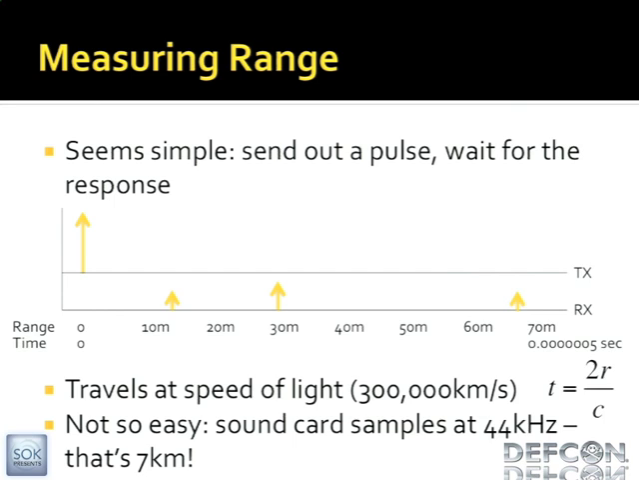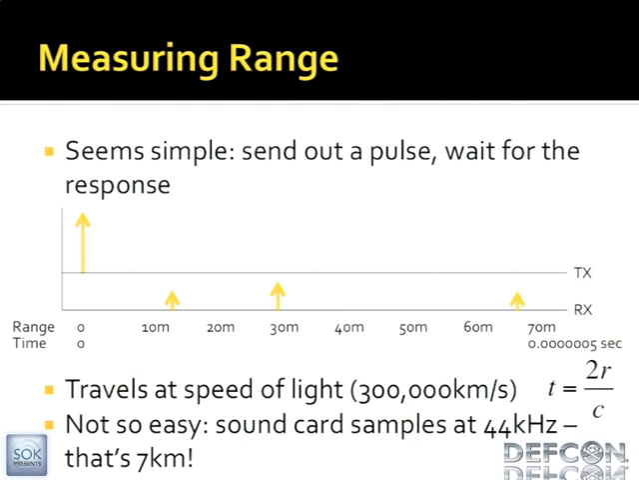And the reason that this is hard is because the waves travel really fast. They travel at the speed of light. So we have this equation: the time it takes to get back is 2 times the distance, because it has to go there and come back, divided by the speed of light. Which means that at 70 meters, we're talking about, I guess, 500 nanoseconds of time, which is pretty hard to measure if you want to do it easily.